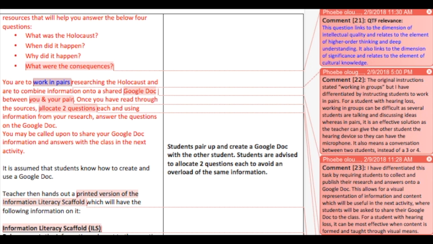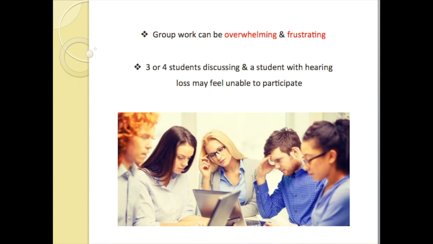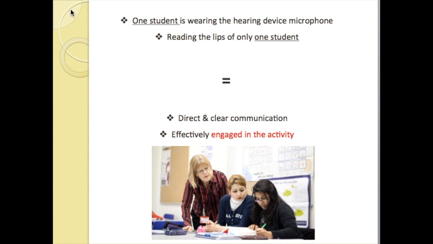working in pairs. For a student with hearing loss, working in groups can be overwhelming, frustrating, and can even lessen their confidence. But in pairs, one student is wearing a microphone linked to the hearing device. It also means that the student with hearing loss is only reading the lips of one student. This alteration means direct and clear communication can occur and ensures that the student with hearing loss is effectively engaged in the activity.